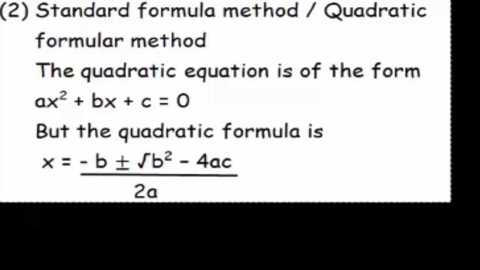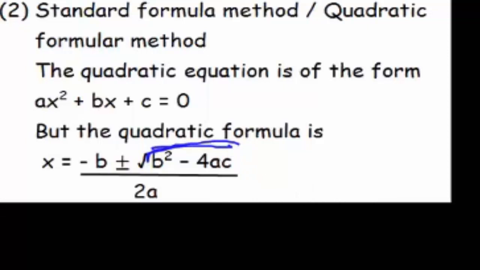Alright, now looking at the standard formula method, or the quadratic formula method. Initially, when we started this class, we said that a quadratic equation is of the form ax squared plus bx plus c equal to 0. And your standard formula is actually x is equal to minus b plus or minus square root of b squared minus 4ac over 2a. Mind you, this square root is covering the whole of this place. So the square root covers the entire values here.